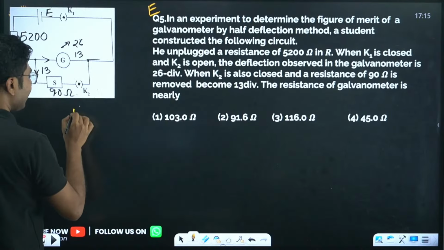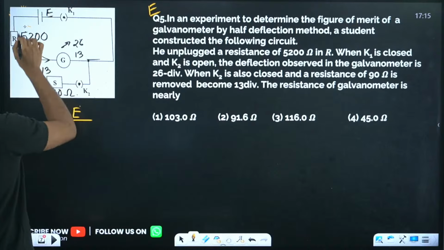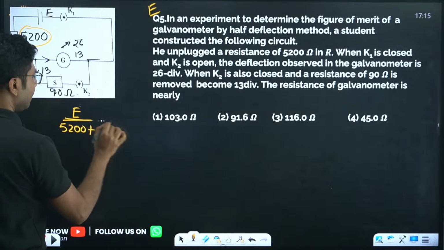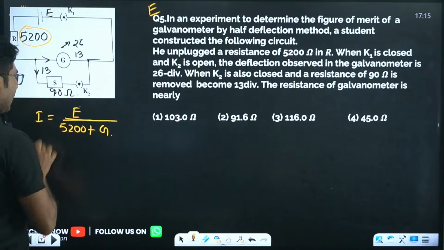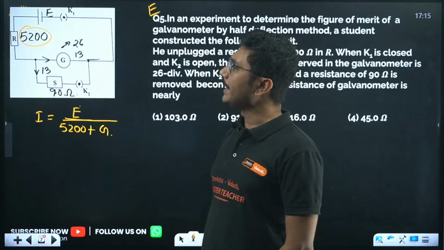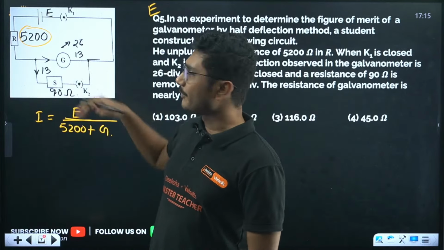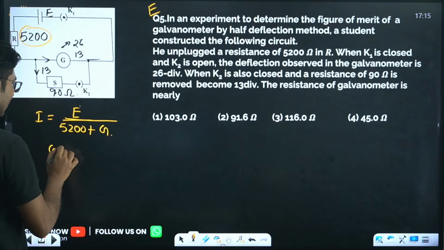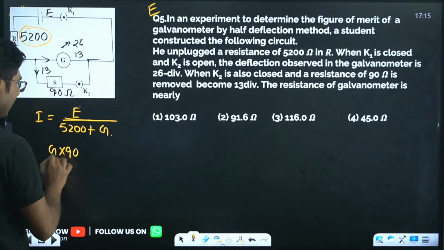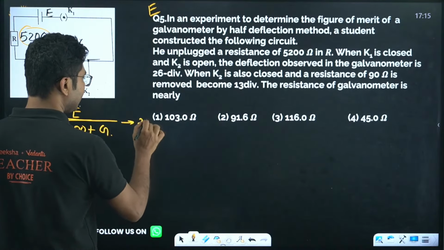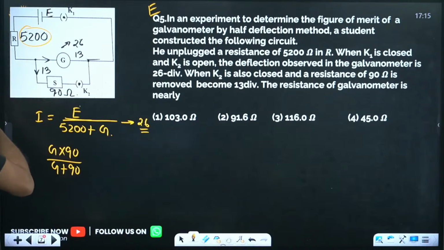So suppose the battery voltage is E, the resistance in series is 5200 and the galvanometer resistance is G. So this is the initial current. Now when you have added a resistance of 90 ohm in parallel, what is the galvanometer resistance? Galvanometer resistance is actually G into 90 divided by G plus 90. This gives you a deflection of 26.